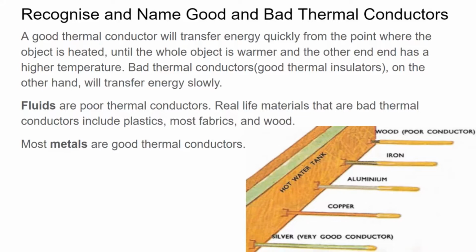Fluids are poor thermal conductors. Real-life materials that are bad thermal conductors include plastics, most fabrics, and wood. Most metals are good thermal conductors, and solids are mainly good thermal conductors.